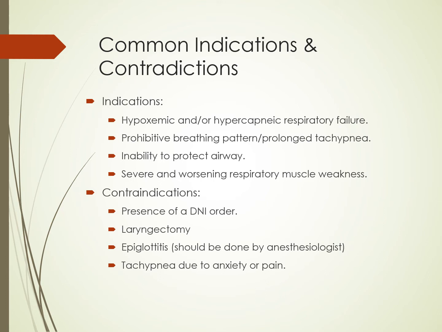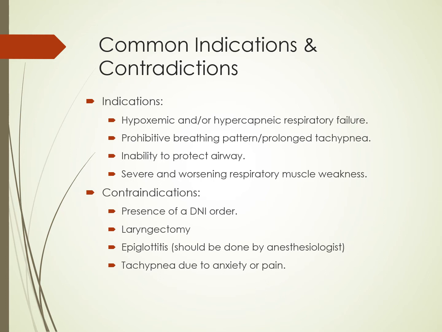Severe and worsening respiratory muscle weakness, as you can see with some of your neuromuscular disorders, whether it's a rapid onset such as you might see with Guillain-Barré, or a more mild onset that worsens and continues, that you might see with muscular dystrophy, it may be necessary to intubate the patient.